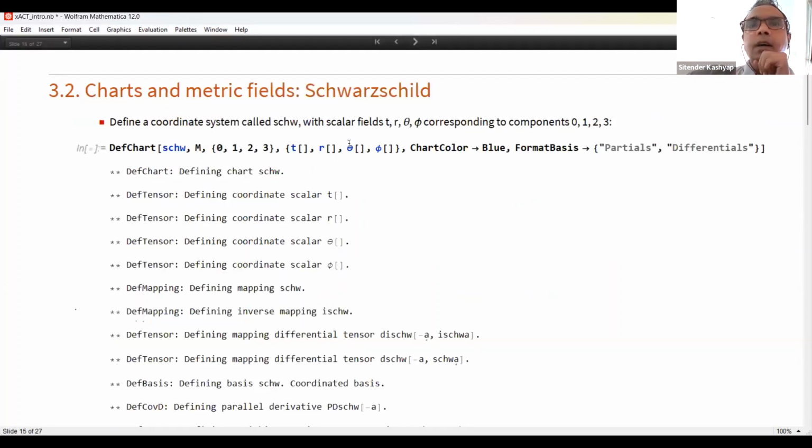Yeah, so here, how do we go about doing this? So here first we have to define a chart. And the name of the chart is SCHW, Schwarzschild, on the manifold M. The indices that will denote are 0, 1, 2, 3. And there will be these coordinates t, r, theta, phi. All of these are taken as scalar fields. And then there is this chart. We can give the chart a color. Let's call it blue. Blue will be the color. And so on and so forth.